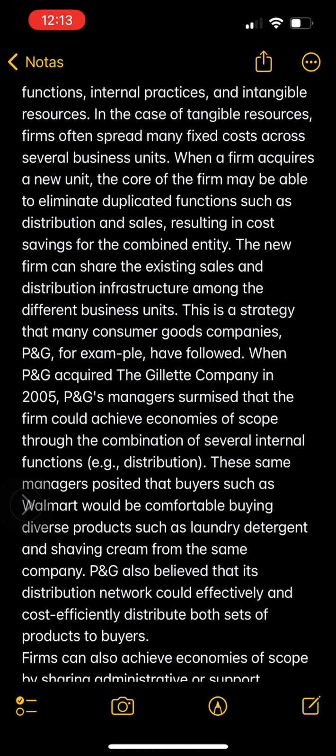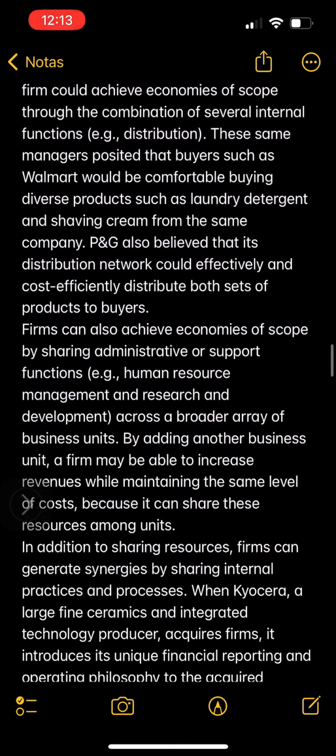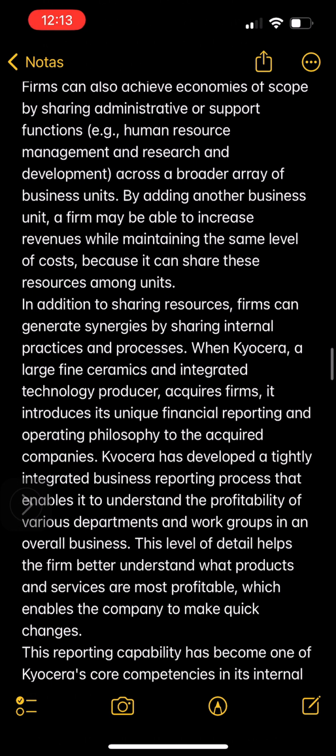Firms can also achieve economies of scope by sharing administrative or support functions, for example, human resource management and research and development across a broader array of business units. By adding another business unit, a firm may be able to increase revenues while maintaining the same level of costs because it can share these resources among units. In addition to sharing resources, firms can generate synergies by sharing internal practices and processes. When Kyocera, a large fine ceramics and integrated technology producer, acquires firms, it introduces its unique financial reporting and operating philosophy to the acquired companies.